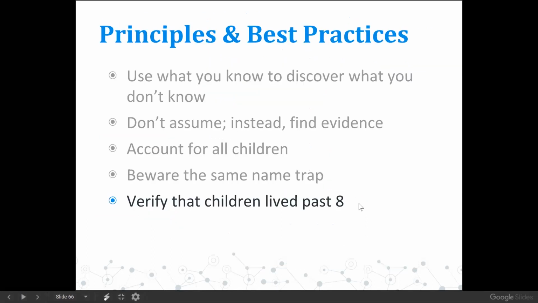So verify that the children lived past date. This is of particular interest to members of the Church of Jesus Christ of Latter-day Saints because it affects temple ordinances. So if a child lives past date, they need different ordinances than if they don't.